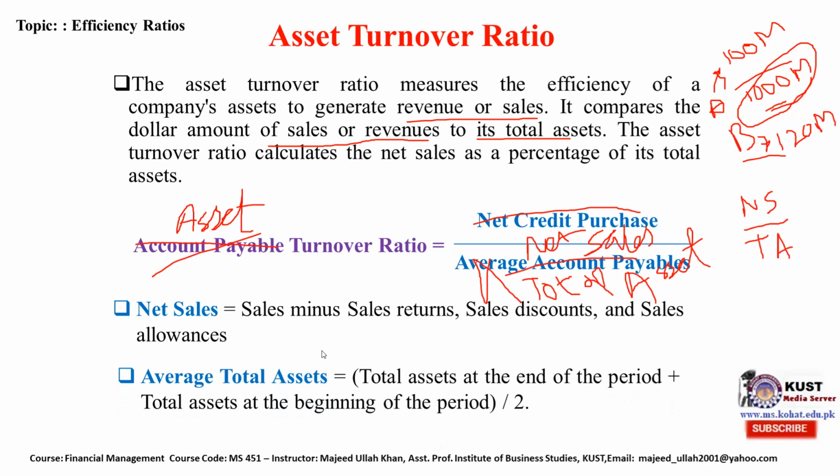Average total assets means if we have 2-year data, then total assets at the end of the period plus total assets at the beginning of the period, divided by 2. If we have 2018 and 2019 data, we can easily calculate it. If total assets are 1,000 in 2018 and 15,000 in 2019, then 1,000 plus 15,000 divided by 2 gives us the average total assets.